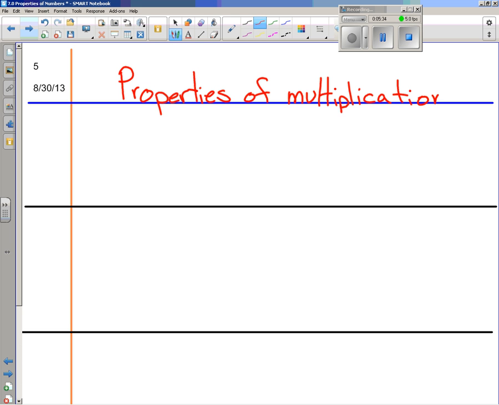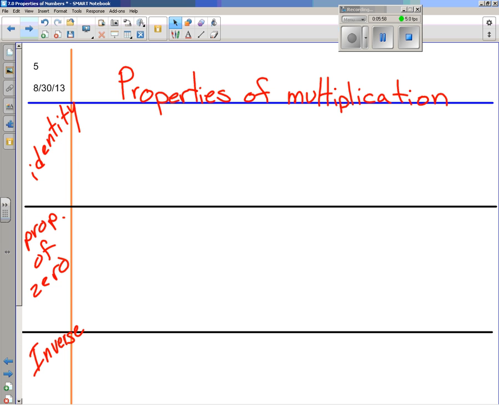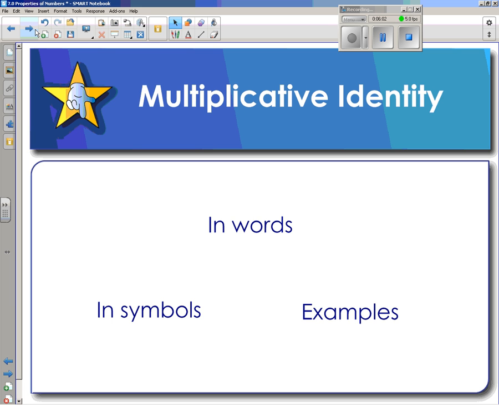And then the 3 sections, you're going to divide your page into thirds, and the 3 sections are going to be identity, property of 0, these are all for multiplication, and inverse. Okay? Once again, we're going to go through each one. I'm going to show you it in words, in symbols, and then give you an example.